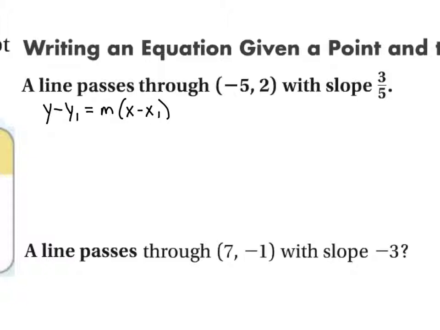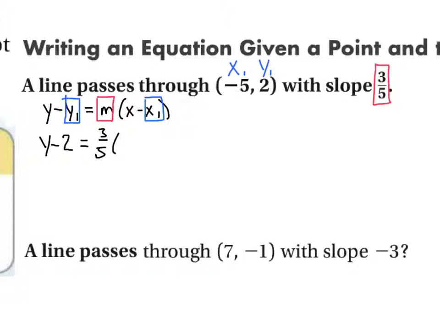Now, in this equation, I need to plug in for my slope, and I need to plug in a point. And I'm plugging the point into the x1, y1. So, the point that we know is negative 5, 2. So this is x1, this is y1. And they give us the slope, so our slope is 3/5. So we go ahead and plug in. y minus 2 equals 3/5 times x minus negative 5.